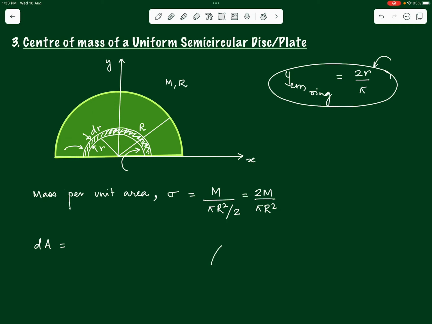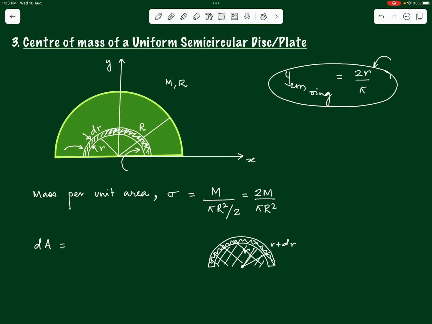Isn't it so? So there is this ring with inner radius r and outer radius r plus dr, right? This is r, this is r plus dr. If we find out the area of the half semicircle of radius r plus dr, and subtract from that the area of a semicircle of radius r, do you understand? We'll get this area, the remaining area will be this one.